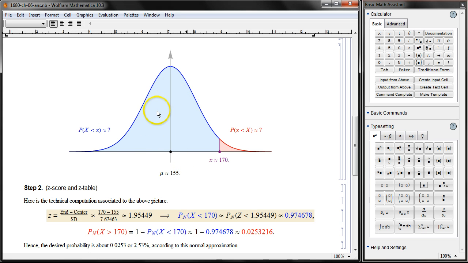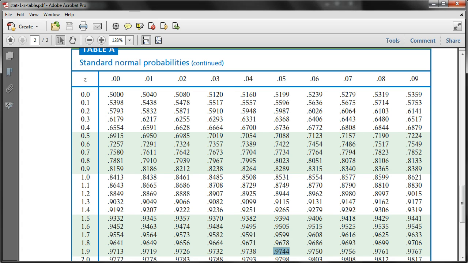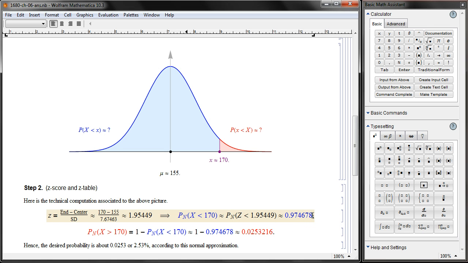0.9744 is the probability of this blue region we got from our normal table. A little bit more accurate computation using Mathematica yields this blue figure, 0.9746 something. Let's go back to the table. 0.9744, 0.9746, pretty close, but this is a little bit more accurate one, obtained by technology. So let's use this. So this is blue. In order to get the red, subtract from 1, and you get 0.025 something. We get about 2.53%.